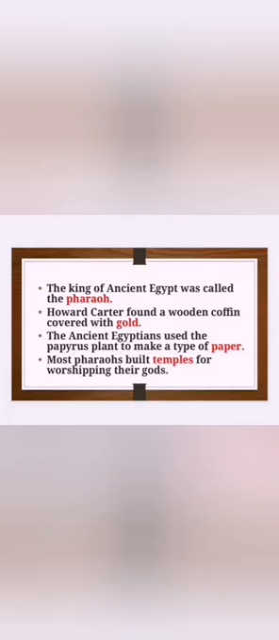Number five: the king of ancient Egypt was called the pharaoh. Sixth: Howard Carter found a wooden coffin covered with gold. Remember? Yes, very nice. Next: the ancient Egyptians used the papyrus plant to make a type of paper. And last: most pharaohs built temples for worshipping their gods. So these were the answers, class. I hope that you have found the answers. Very good.